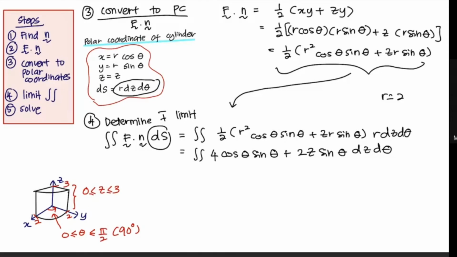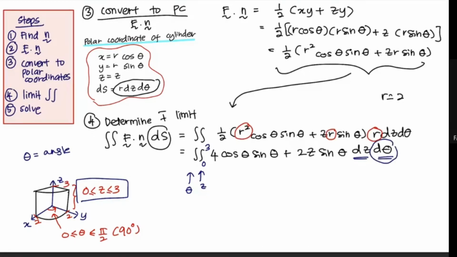Okay, then we determine the limit of z and also theta. Here you put the limit for z, and this one you put the limit for theta. So for z we know from the question that z is from 0 to 3. For theta, it is the angle from the x-axis. So for this example, theta is from 0 to pi over 2. Okay, 90 degrees.